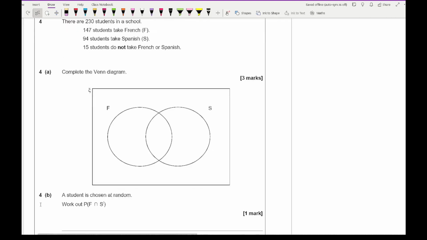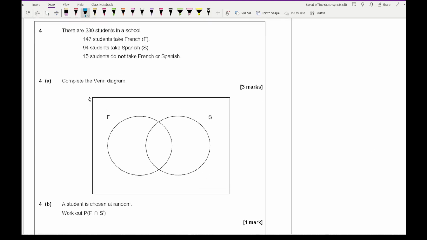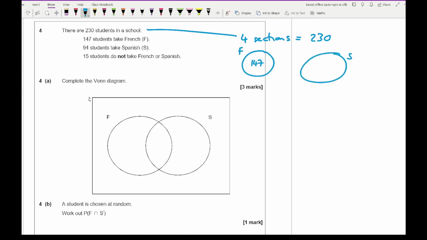So we know that all 4 sections need to add up to 230. Now we know that this first circle of F has got 147 students. We know that the whole circle of S is 94 students, and we know that 15 students don't take French or Spanish, so the outside number is going to be 15.